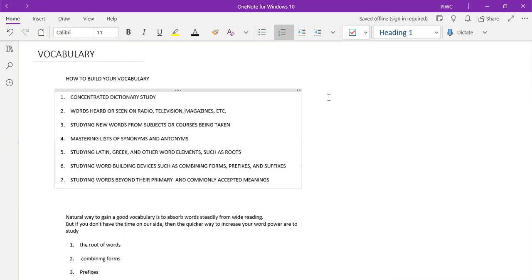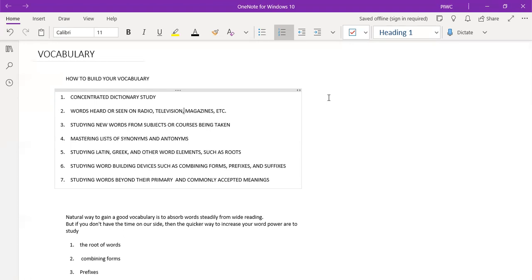The fifth one, you can study Latin, Greek, and other word elements, such as the roots. You look at the root of the word. If you know the Latin root, the Greek roots, the origin of these words, it can also help you decide on the meaning. Then you can also study word building devices, such as combining forms, prefixes and suffixes. We'll be looking at all these things as time goes on. And then the seventh method will be studying words beyond their primary and commonly accepted meanings. Each word that you take may have an extended meaning to it, which you have to look at. So these are about 7 ways that you can build your vocabulary.